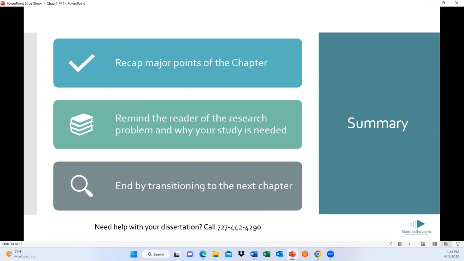And here we're at the summary. Like any summary of any chapter, recap the major points of the chapter. What's a little different in this one is to remind the reader of your research problem and why your study is needed. And if you want, again, check your template. You can end by transitioning to the next chapter.